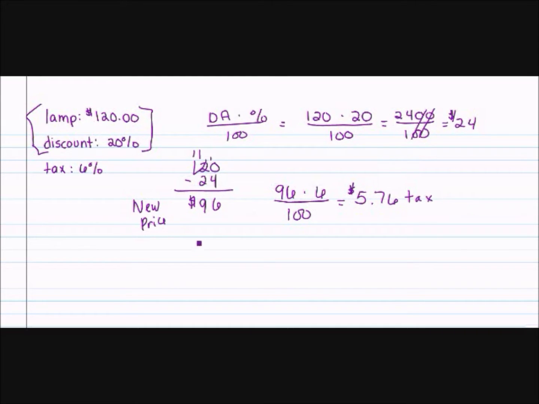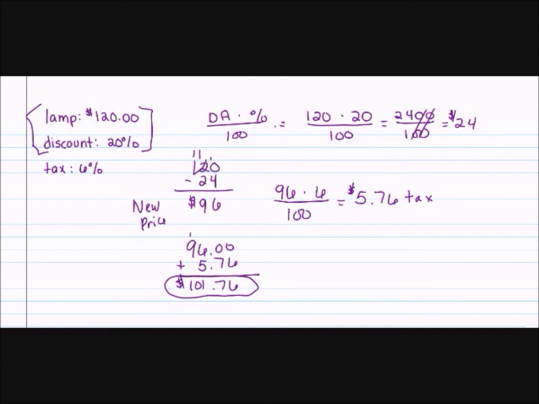So, I have $96. I need to add the tax. 6, 7, 10. So I'm going to pay a total of $101.76. Let's take a look and review what we just did.